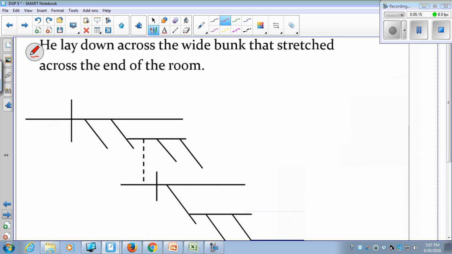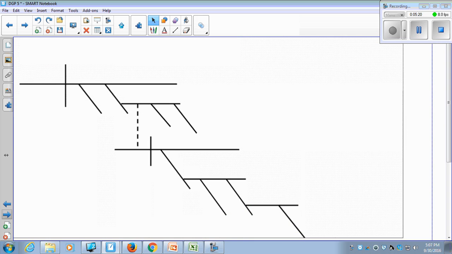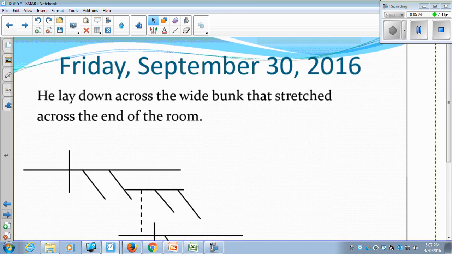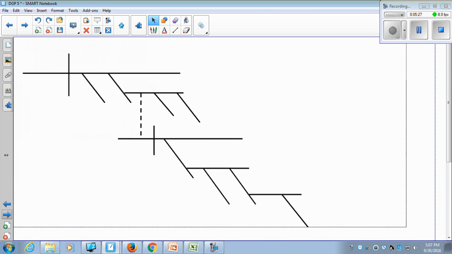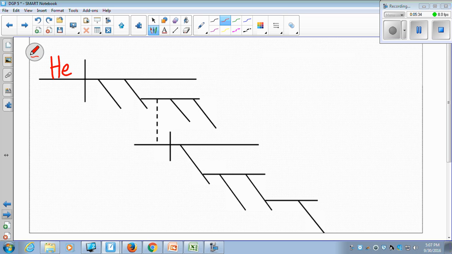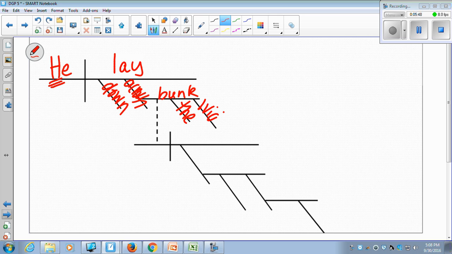We're going to skip Thursday, and we're going to work on the diagram. This diagram is pretty big, so here's your sentence, and there's your date. Please make sure you have it correct. And then we are going to fill this in. You've already worked with this sentence all week, and so we are just going to fill this out. He is a subject. Please make sure you capitalize this. He lay. Where did he lay? He lay down. Where? Across the bunk. It's the bunk, and it's the wide bunk.